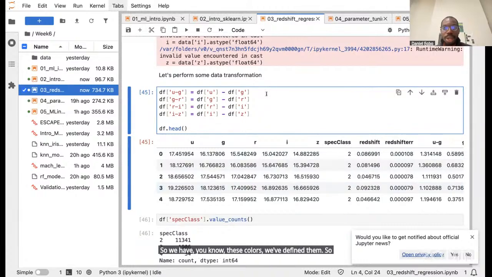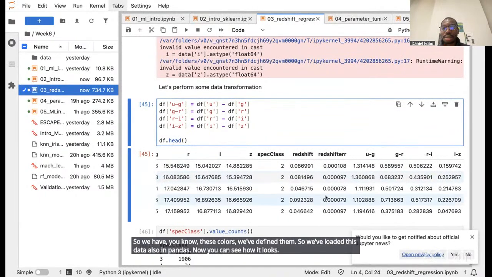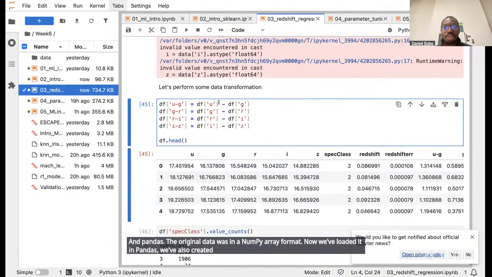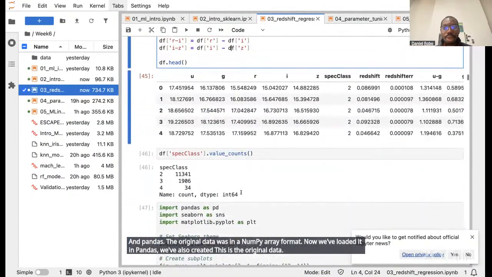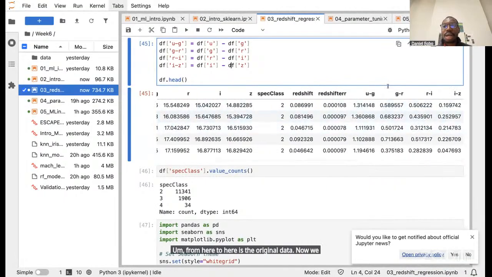We've also loaded this data in pandas. Now you can see how it looks in pandas. The original data was in a NumPy array format. Now we've loaded it in pandas. This is the original data, from here to here. Now we have created our own features.